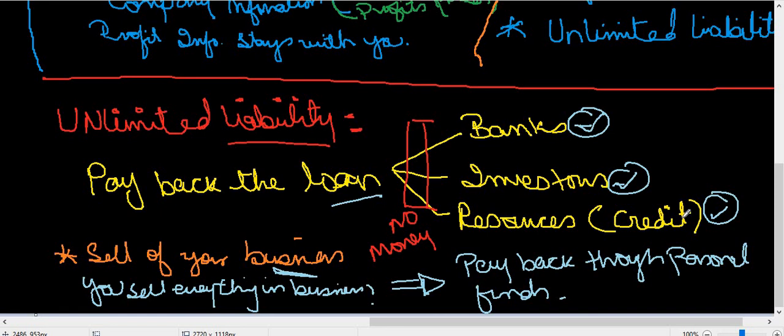So let me quickly explain unlimited liability again. It means that the owner of the business will have to pay the debts the business owes. So the owner will pay the debts of the business. So this is the business, a shop, and this is the owner.